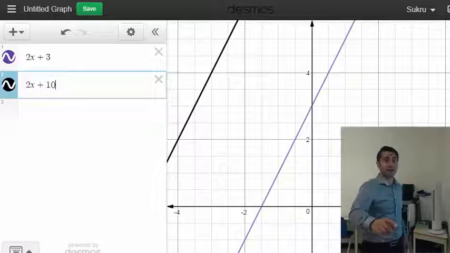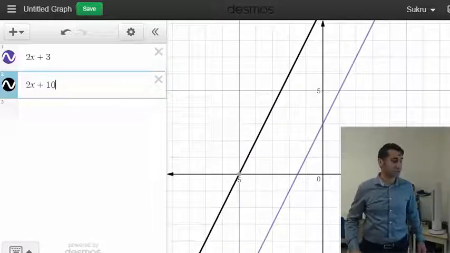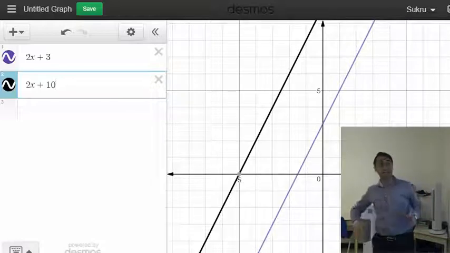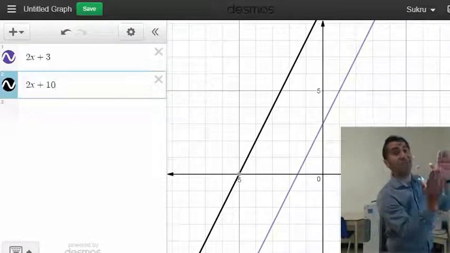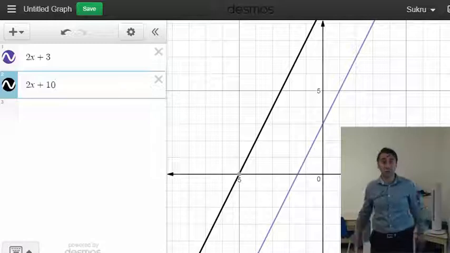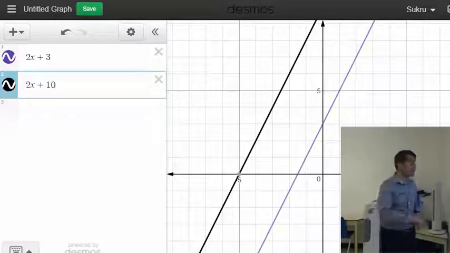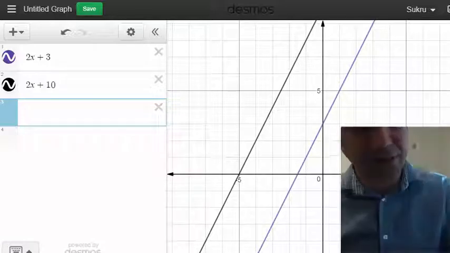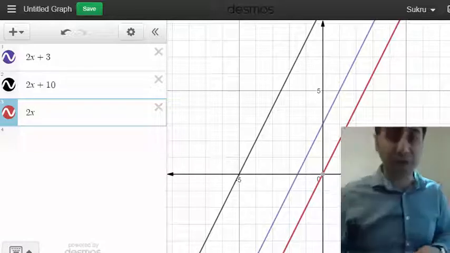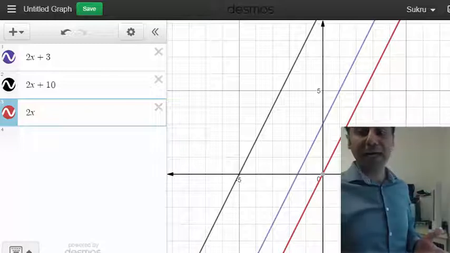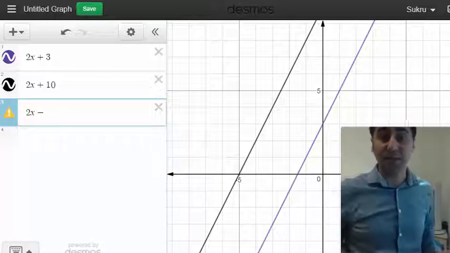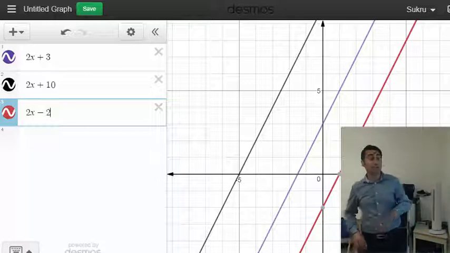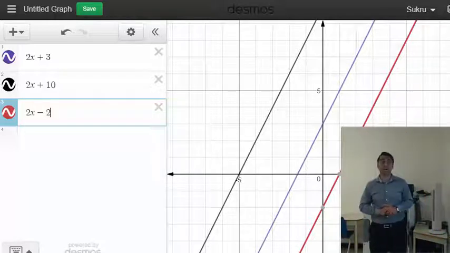So as you can see, I can make the graph a little bit smaller. As you can see, two lines, purple and black, are parallel to each other. They will never meet. If I want to make another parallel line, easy, I have to start with 2x first, and then I'm going to do a plus or minus, it doesn't matter. Minus, let's do 2. As you can see, all three lines are parallel.